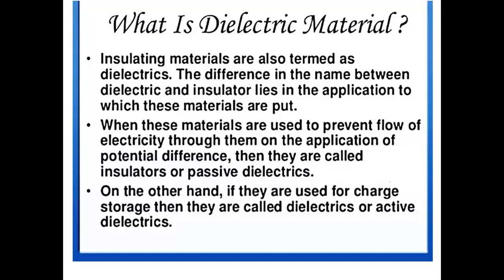We will discuss the dielectric material in detail, but this is the brief definition of insulating materials. Insulating materials are also termed dielectrics. The difference in the name between dielectric and insulator lies in the application to which these materials are put. When these materials are used to prevent the flow of electricity through them on the application of a potential difference, they are called insulators or passive dielectrics. On the other hand, if they are used for charge storage, then they are called dielectrics or active dielectrics.